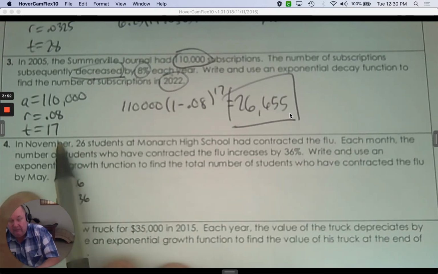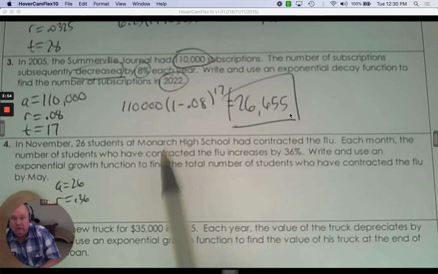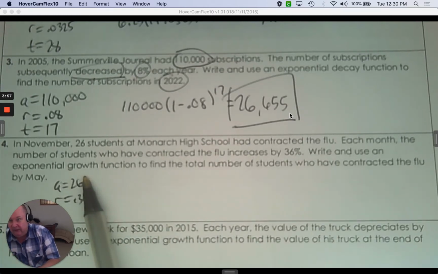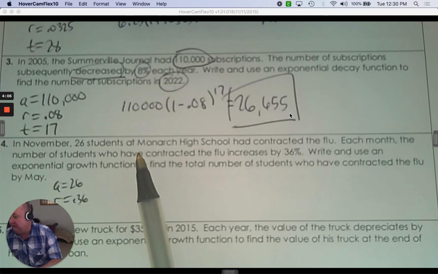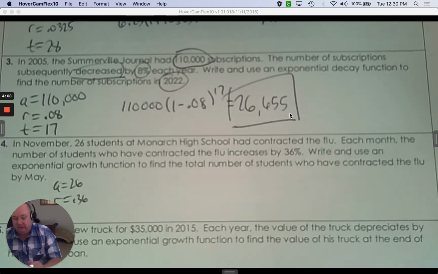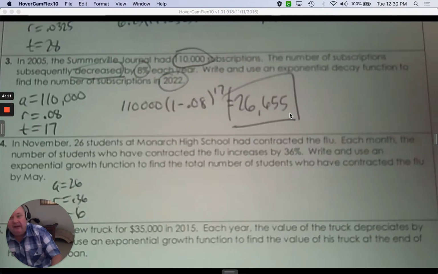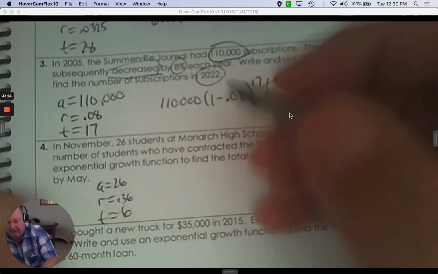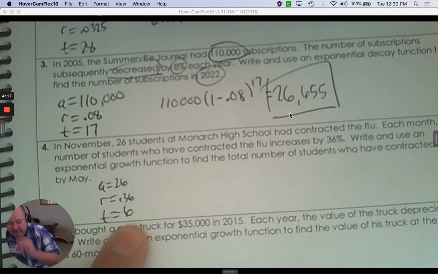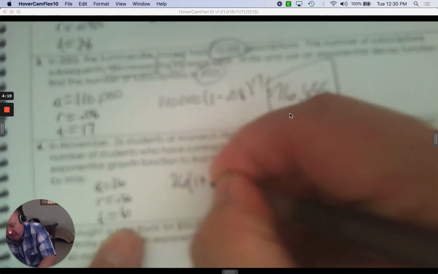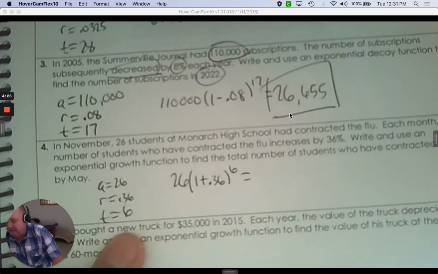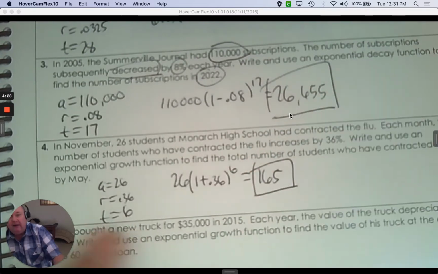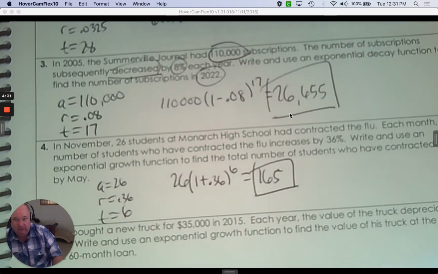So how many months have gone by from November to May? November, December, that's 2. And then how many more in May? 5 more. I get 7. Or it matters how you started, I guess. If it's the beginning of May, then it would be 6. If it's the end of May, it would be 7, right? So 6 months have gone by if it's to the beginning of May. And then it would be 26, 1 plus 0.36 to the exponent 6. And then how many students have been infected? The answer is by May, 165 have gotten the flu because of that.